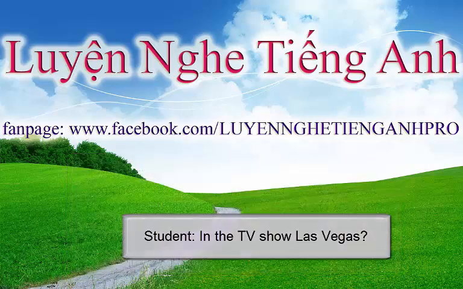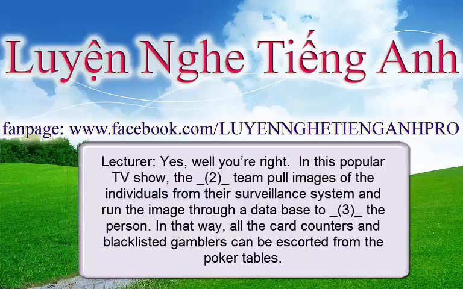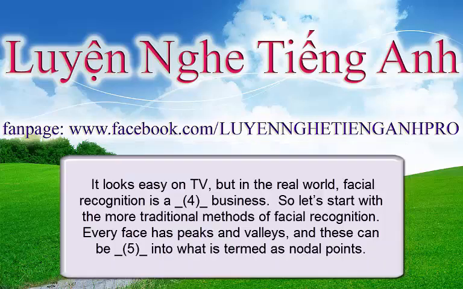In the TV show Las Vegas? Well, you're right. In this popular TV show, the security team pull images of the individuals from their surveillance system and run the image through a database to identify the person. In that way, all the card counters and blacklisted gamblers can be escorted from the poker tables. It looks easy on TV, but in the real world, facial recognition is a tricky business.